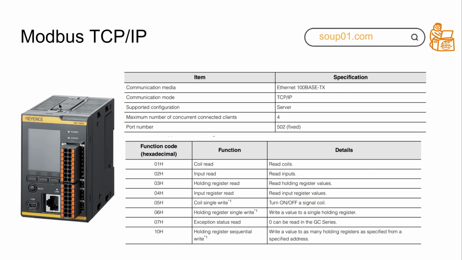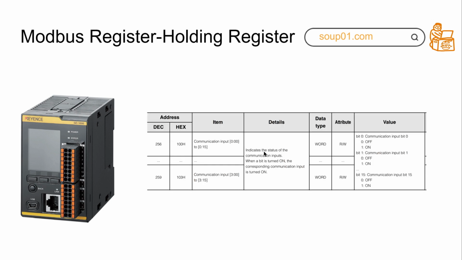And then for the GC1000 side, the Modbus server only supports TCP/IP, and with server function only. The maximum client connection is 4, and you can only use port 502. And for the function code, you can use 0, 1, 2, 3, 4, 5, 6, 7, and 10.